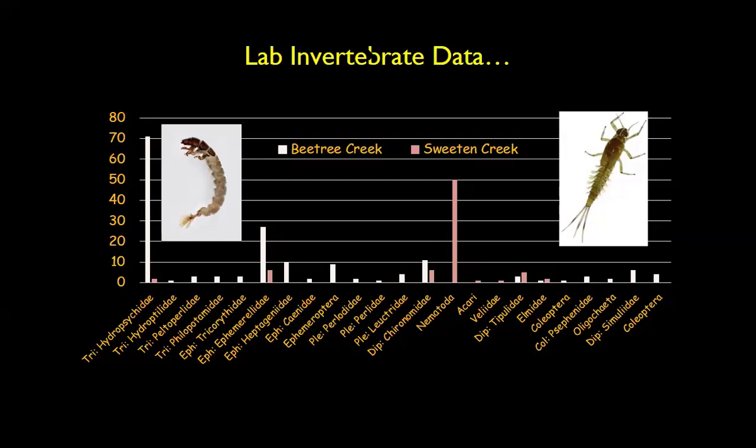And so we did see some EPT taxa, some stoneflies, caddisflies, mayflies in Sweeten Creek. So these are the Hydropsychidae. I think Torrin had like half of these. But 70 hydropsychid caddisflies at Beetree Creek, whereas at Sweeten Creek we had maybe one, I'm not sure, maybe two. Same thing with this mayfly family, Ephemeridae, which some of y'all saw with these gills going down the abdominal segments there. Almost 30 of those in Beetree Creek. And Sweeten Creek, we had a few.